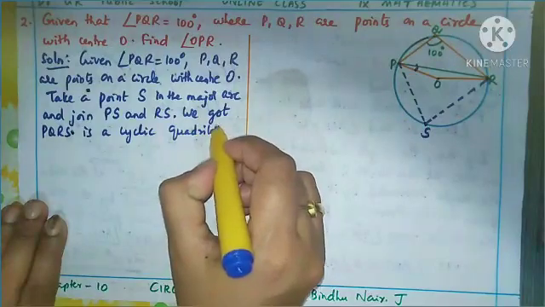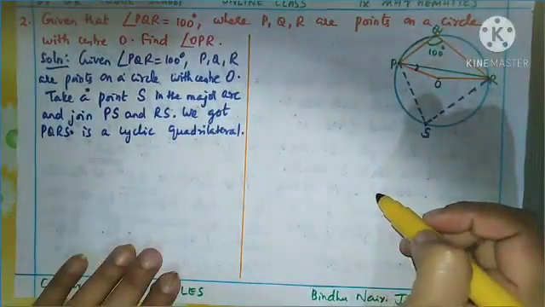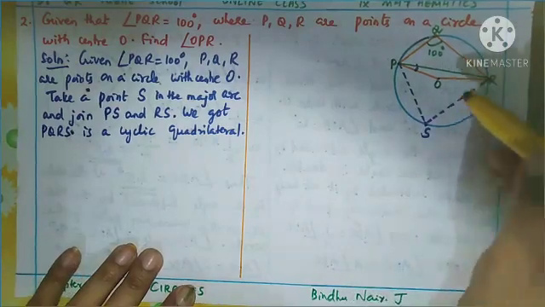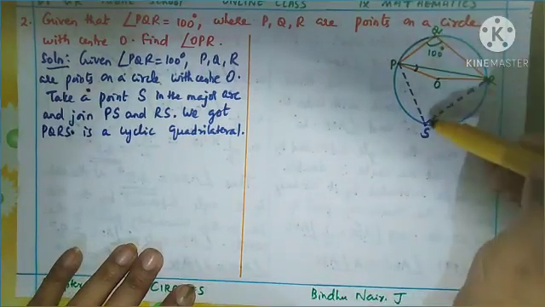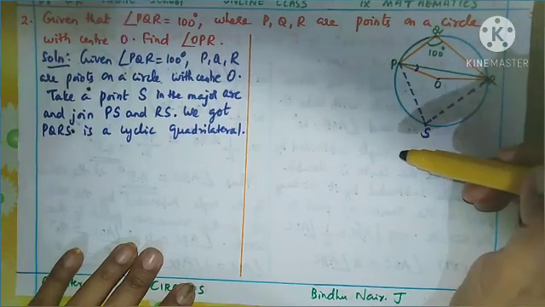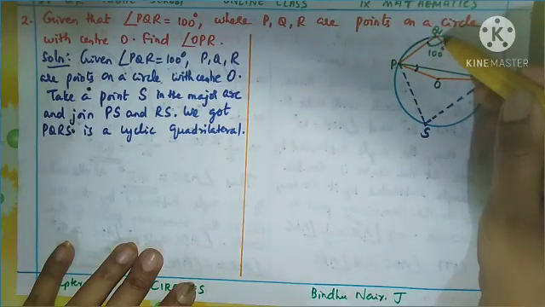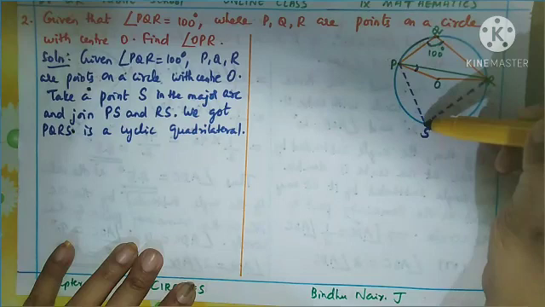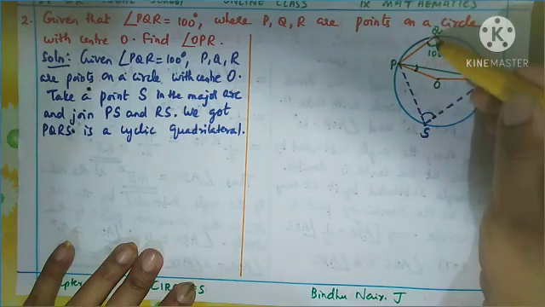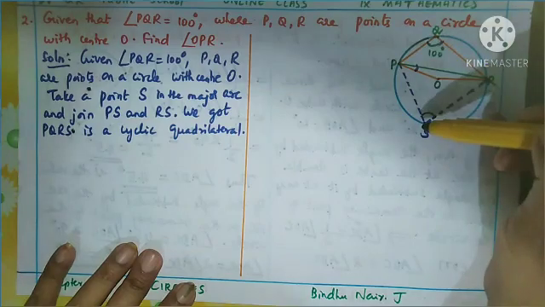So what you want to do is recall the property of a cyclic quadrilateral. We studied that in a cyclic quadrilateral, the opposite pairs of angles sum to 180 degrees by theorem. Here angle Q is 100 degrees. So what is the opposite angle of angle Q? Angle S. So these two angles together will give you 180 degrees, correct?